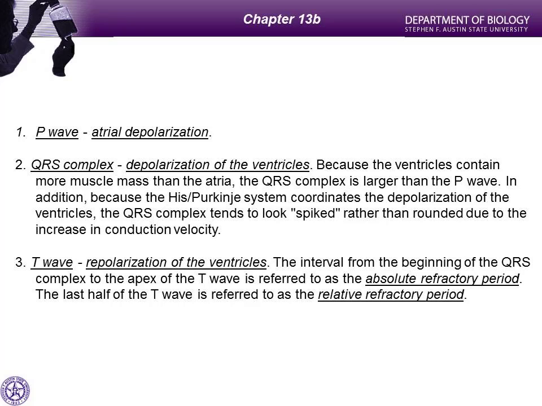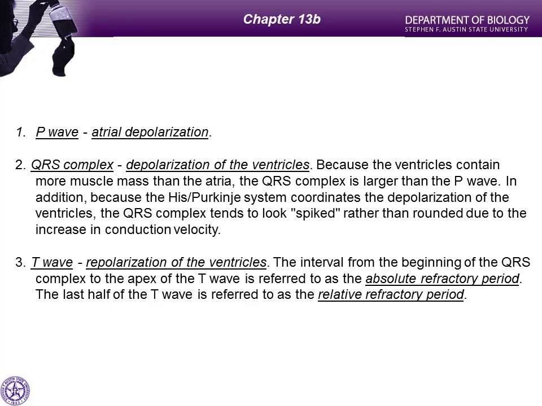The QRS complex, this is the biggest because it is depolarization of the ventricular myocardial cells. A lot more of them. And then the final small wave, the T wave, this is repolarization of the ventricles. Now understand the atrial repolarization is also going on, but it's so small compared to what's happening in the ventricle, it's masked. You don't see it.